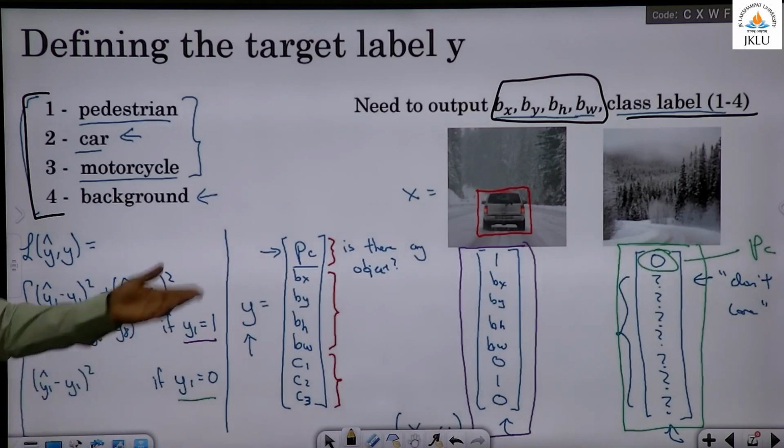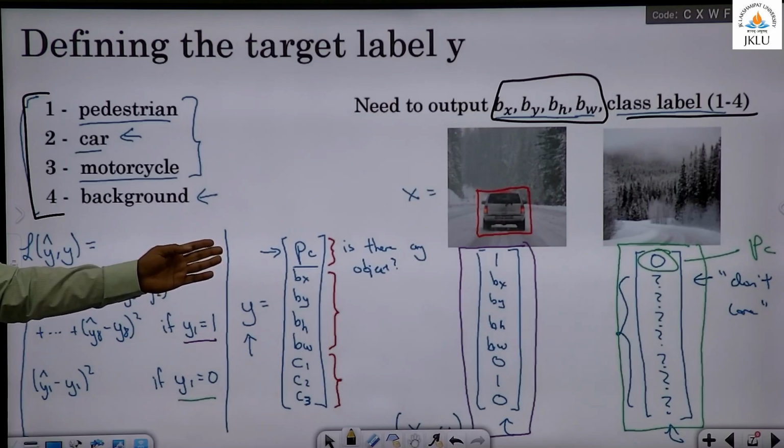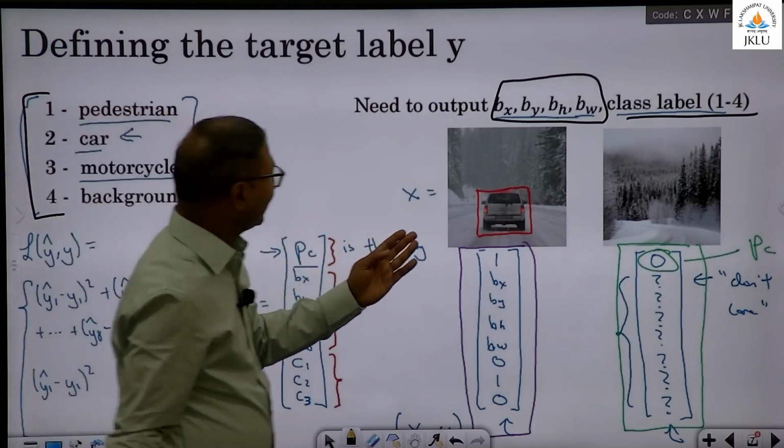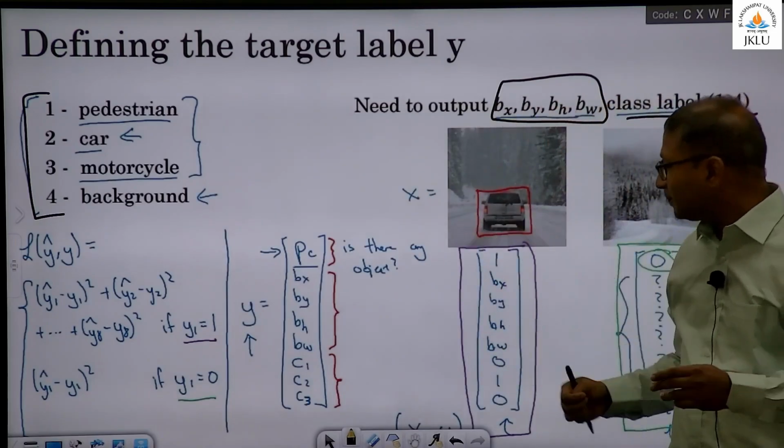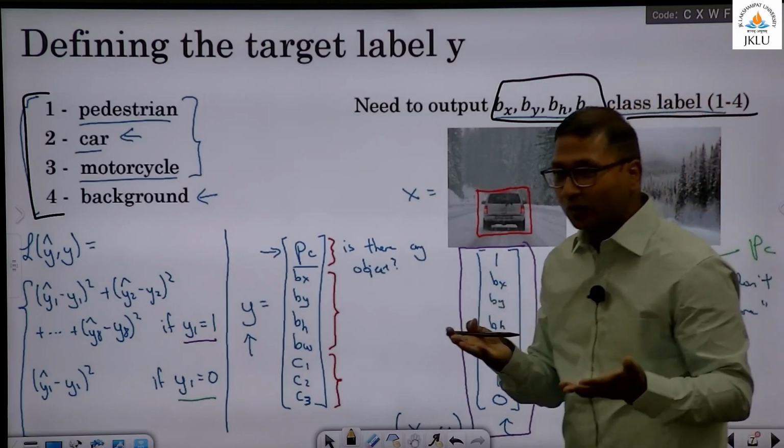Don't look at me, look over here and tell me. The question is, if this is the input image, how will my output label look like?